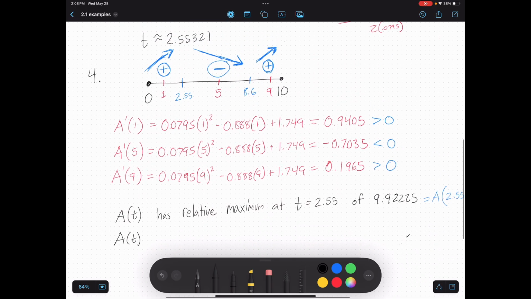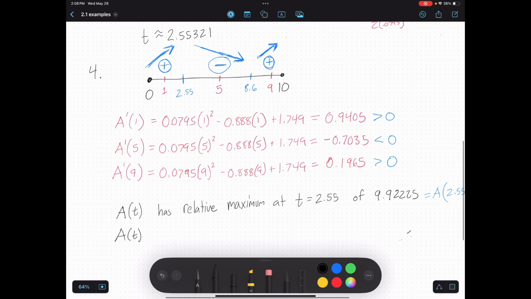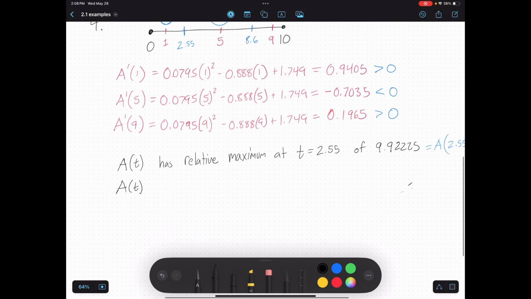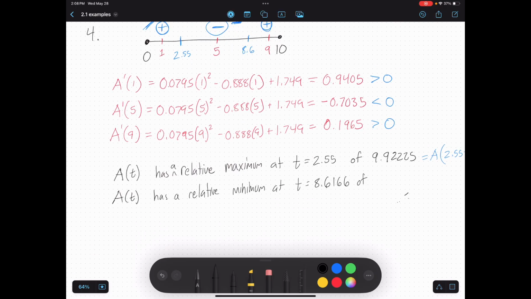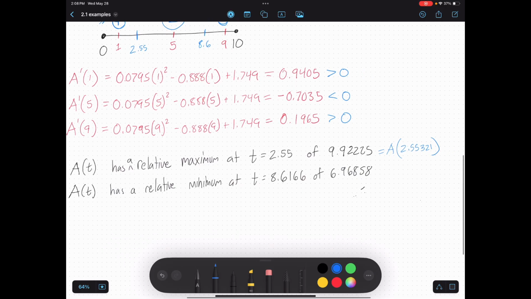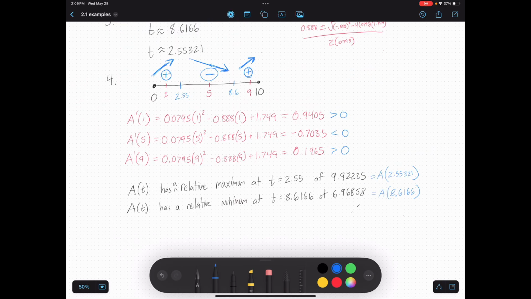What about at 8.6? Since I'm going from negative to positive, I have a relative minimum. And I know this minimum value as well. It's 6.96858, which of course I got from just plugging the number into my original function. And there's my conclusion. I have a relative maximum at t equals 2.55, and then I have a relative minimum at t equals 8.6166. And I found that out by using the first derivative.